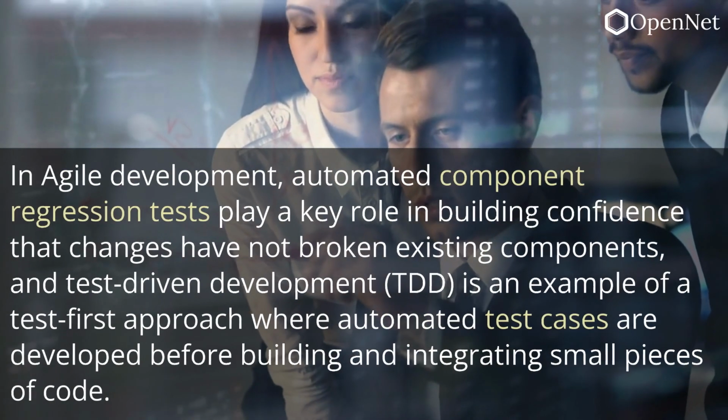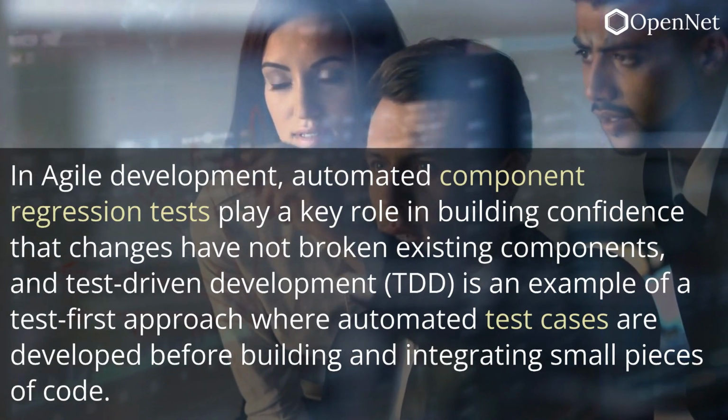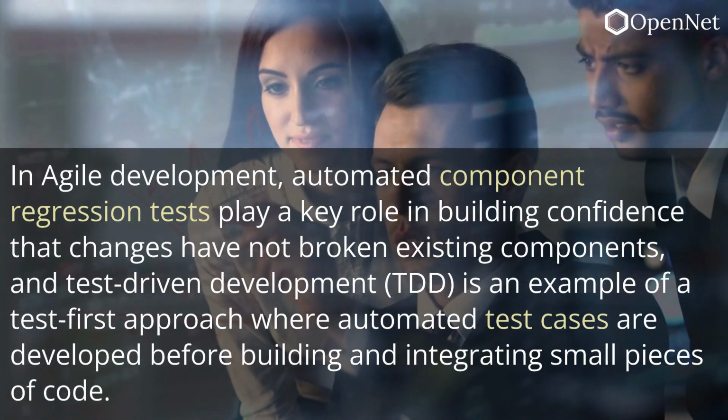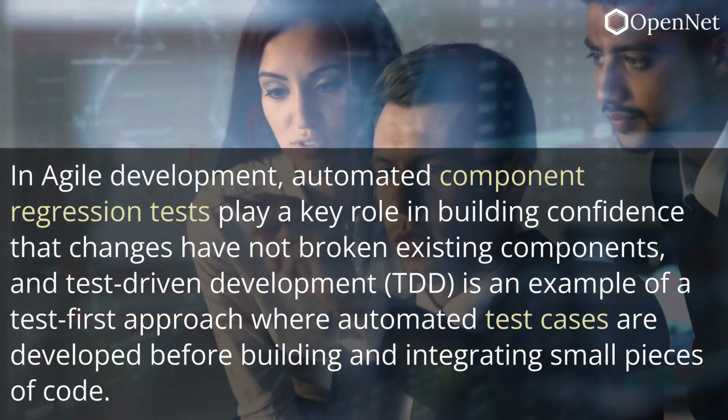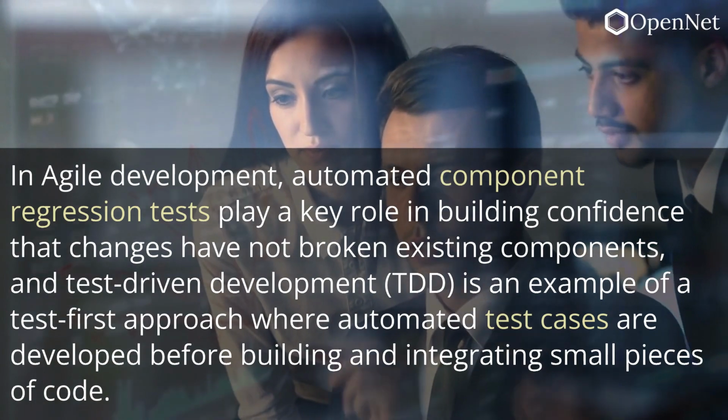In Agile development, automated component regression tests play a key role in building confidence that changes have not broken existing components, and test-driven development, TDD, is an example of a test-first approach where automated test cases are developed before building and integrating small pieces of code.